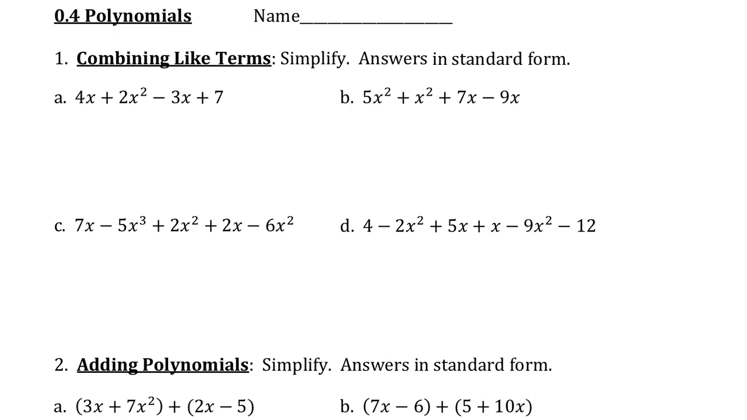Okay, so let's look at A. 4x plus 2x squared minus 3x plus 7. The highest exponent term here is the 2x squared. Now, does the 2x squared have any like terms? No, let's leave it alone.